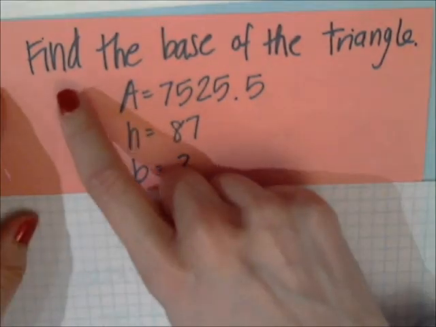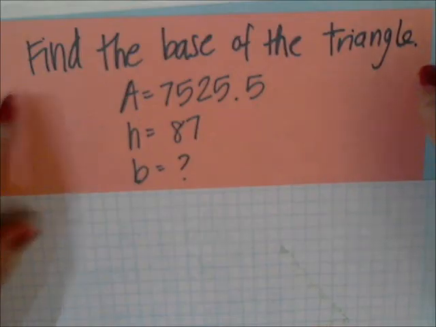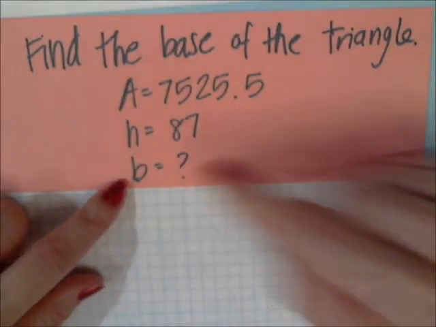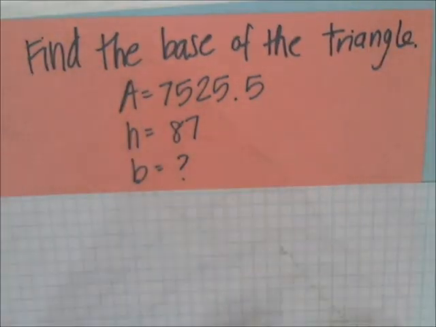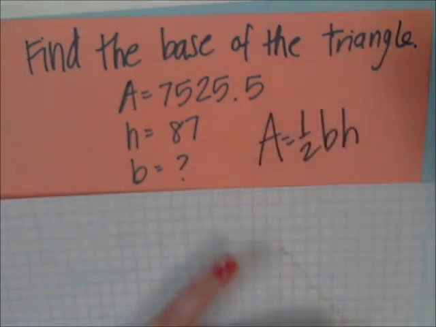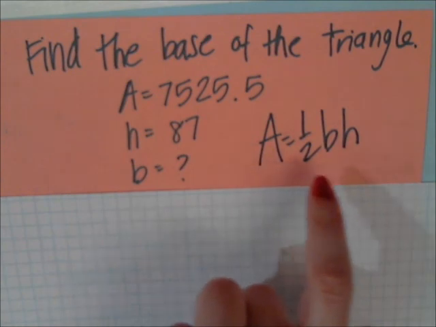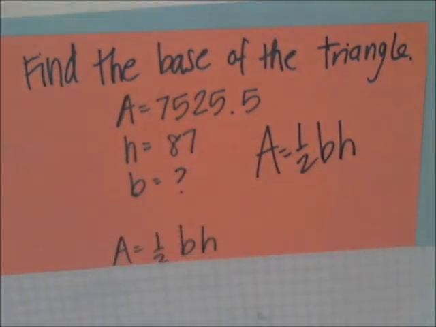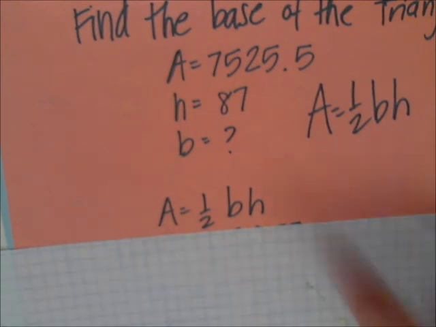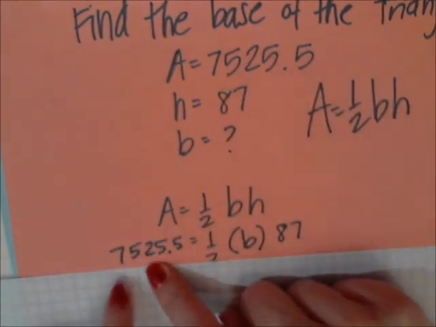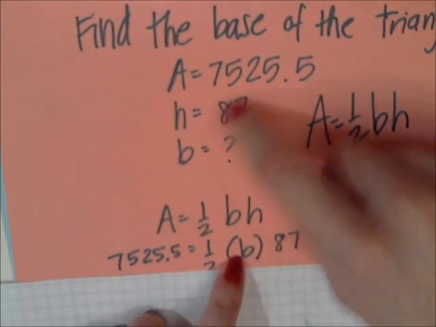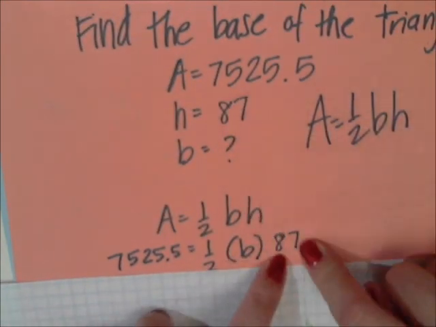So, find the base of the triangle. In this problem, we get to find the base of this particular triangle, and we get to use the area equation of a triangle to find it. So, we're going to use area equals half times base times height. Excuse me. So I wrote that down as my first step. Then I plugged in the numbers. So area goes there where the A goes. The half stays there. I left B alone. And then height goes right there for 87.